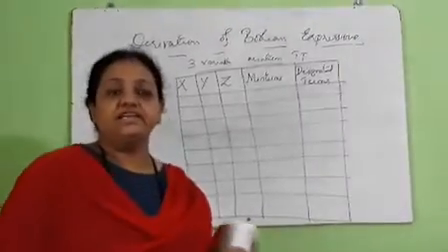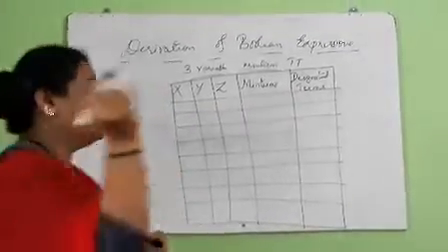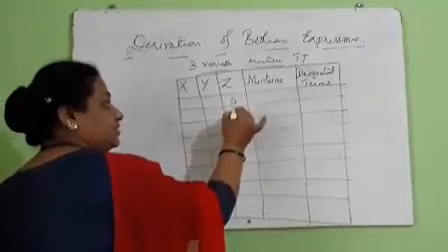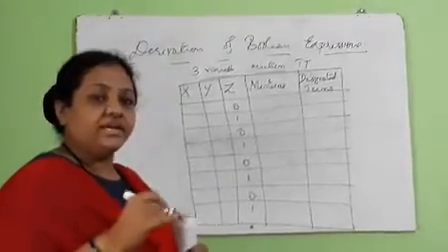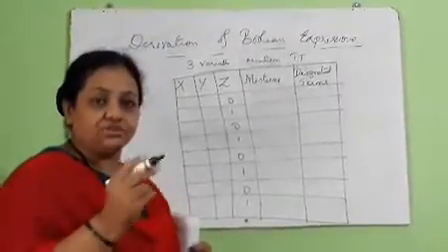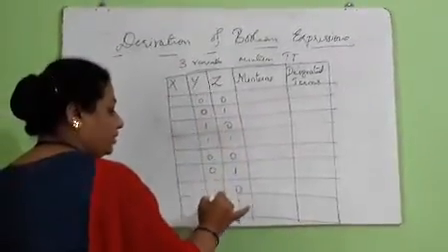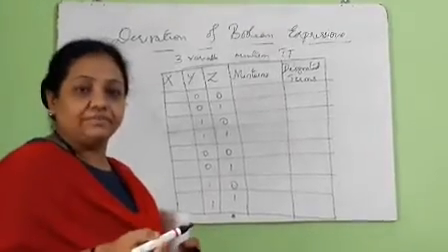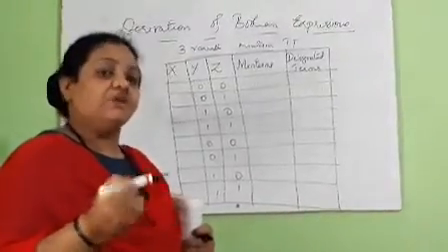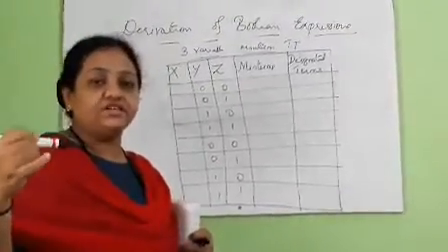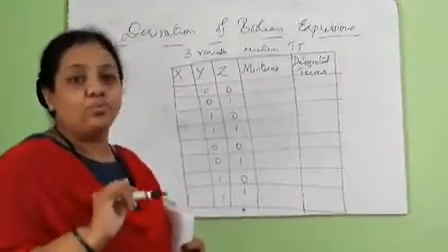Let's write the input values for x, y, z. Let's start with z. The z column changes 0, 1, 0, 1, 0, 1, 0, 1. For y, write 2 zeros, 2 ones, 2 zeros, 2 ones. So it will be 0, 0, 1, 1, 0, 0, 1, 1. For the third variable x, take 4 zeros, 4 ones. If there is one more variable, the next variable will be 8 zeros, 8 ones. That is the same method we follow for n number of variables.